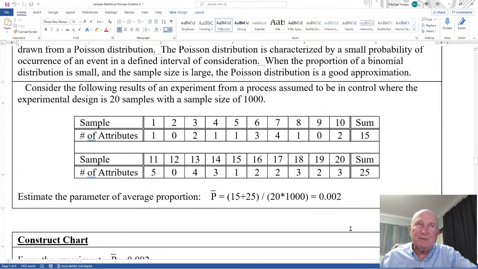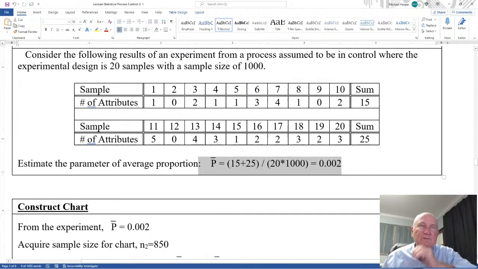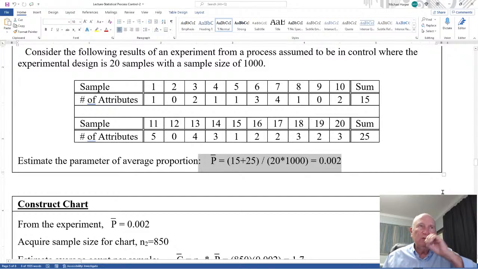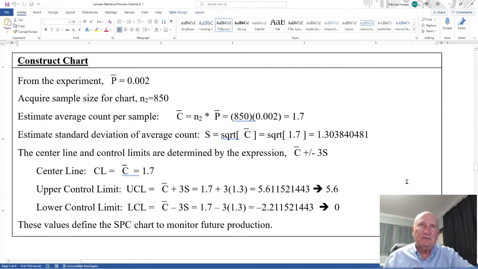Well, that's what we said before. If you remember, when the proportion gets really small for a binomial, then the Poisson is a good approximation. Well, this is small enough. This is small enough to move from a binomial assumption to a Poisson assumption. Therefore, usually you move from a P chart to the C chart, and that's when you change. Next, we construct the chart.